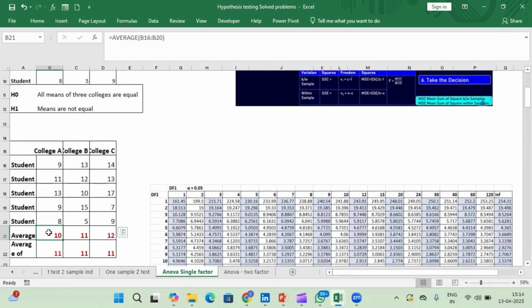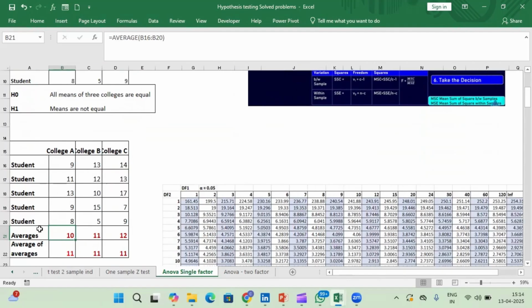Now I have to take the average of this column. So averages, nothing but averages of B16 to B20. This is the average of C16 to C20. Average from D16 to D20. Then you take the average of these three, 10, 11, 12. The average is 11 and repeat it 3 times. Nothing but the average of these.